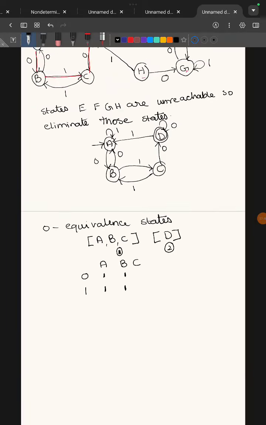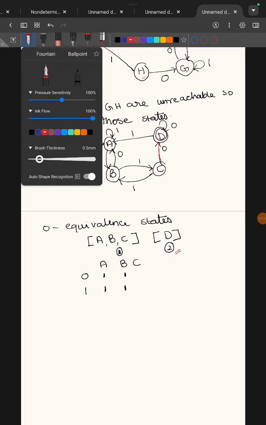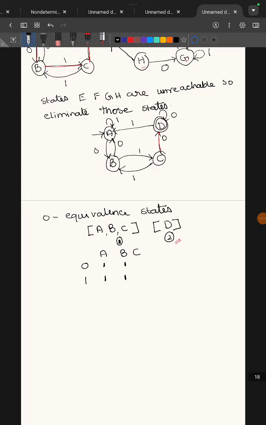Okay. C on 0 is going to D, right? Over here, C on 0 is going to D. D is belonging to which group? 2. So what we have to write over here? We will write it as 2. C on 1 is going to B. B belongs to the group 1. So we will write it as 1 over here. Okay. This is how we will do.